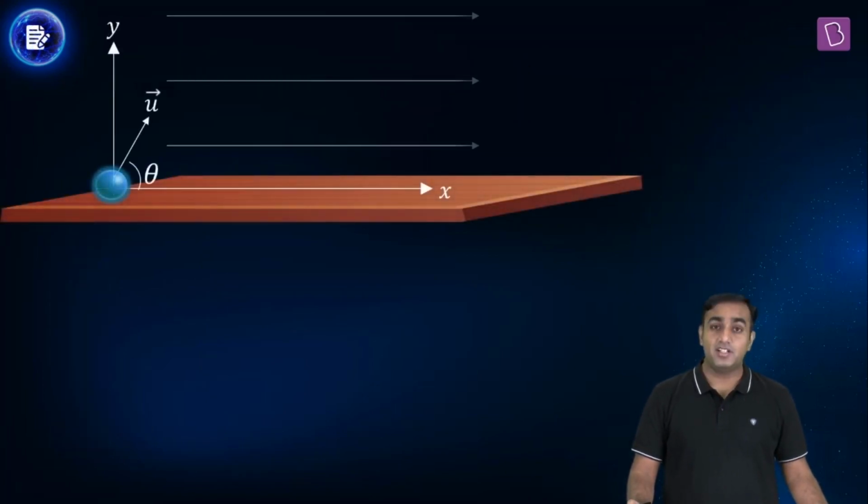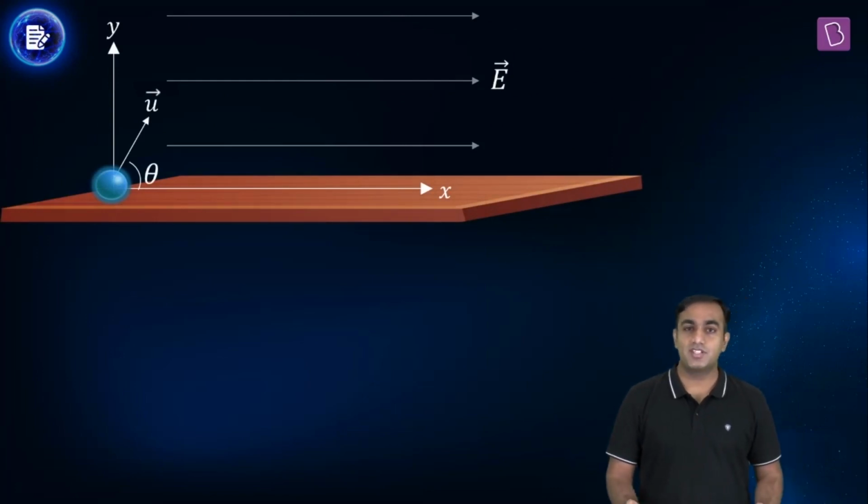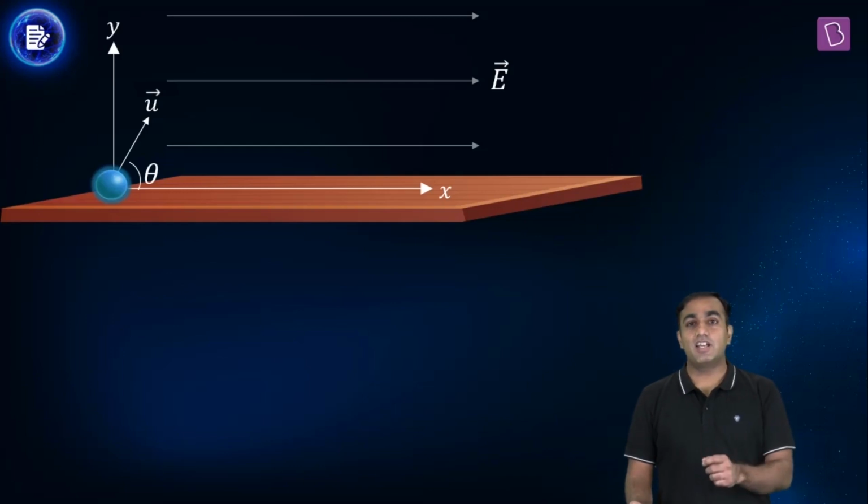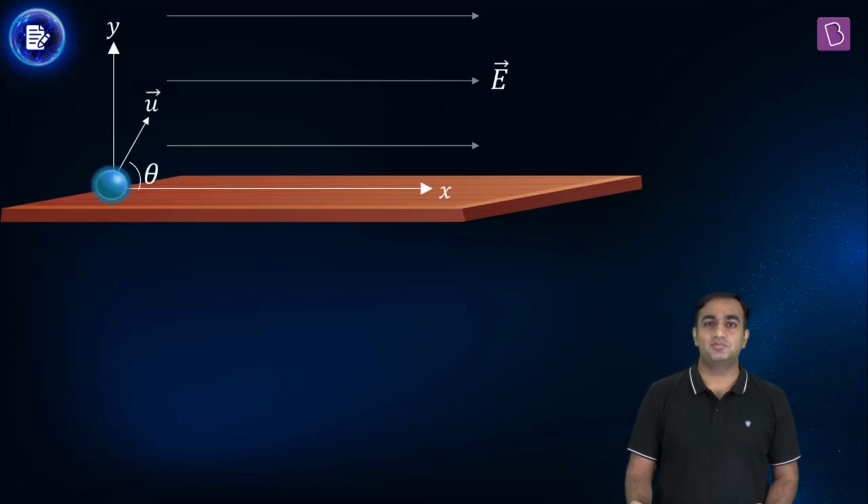Here is a charged particle. It is subjected to two forces. One force is due to gravity and another force is due to the electric field to which it is subjected. Remember, we are looking at a positively charged particle, so the force acting on it will be along the direction of electric field itself.